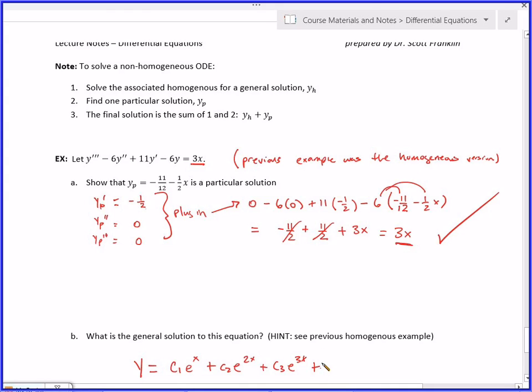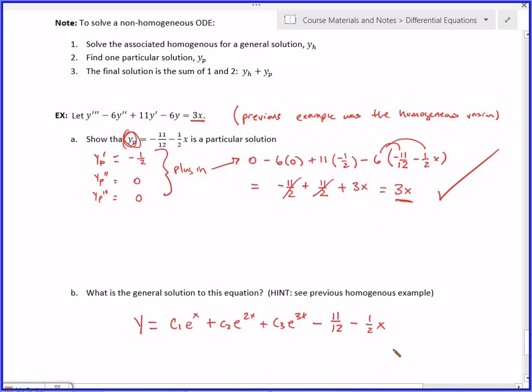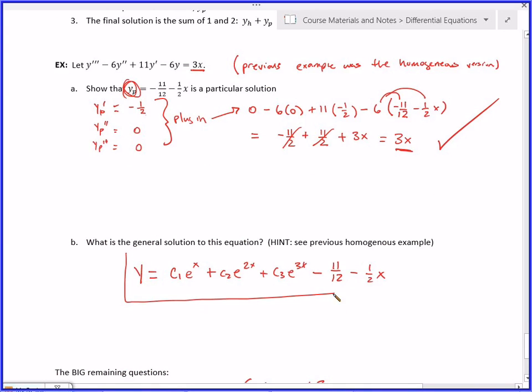Oh, I didn't do that. What's yp? Which in our case would be negative 11 twelfths minus 1/2 x. Okay.